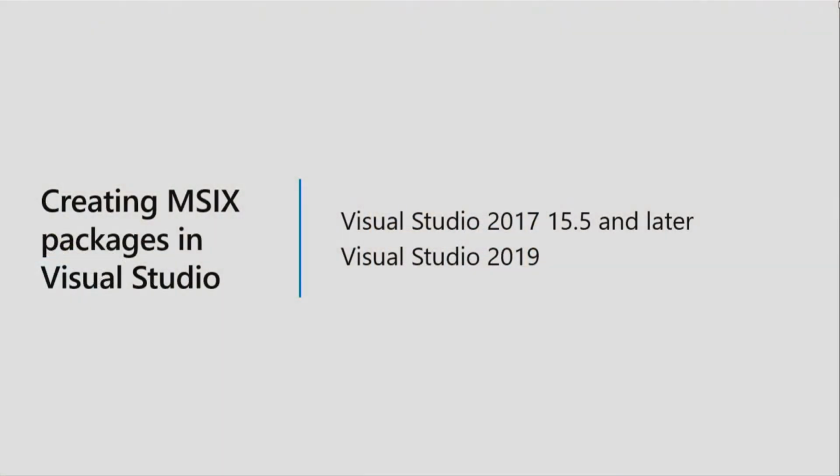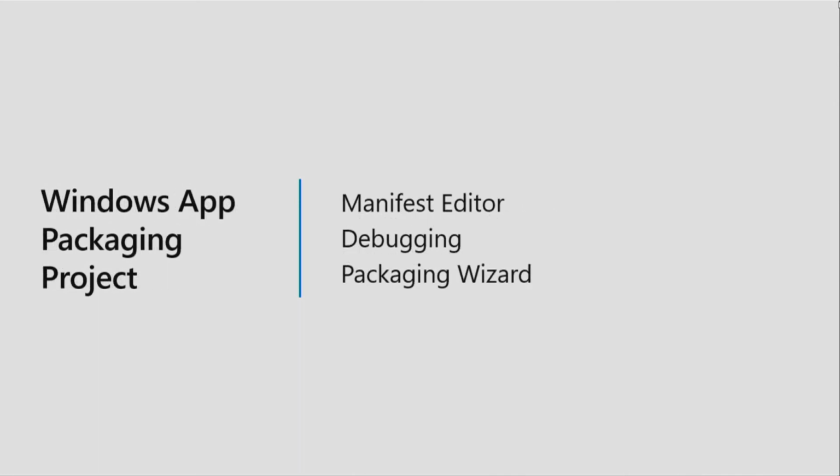So, the biggest question I get is, this is all cool, I have my app, how do I get to MSIX? And the easiest way is just leveraging Visual Studio. In Visual Studio 2017, 15.5 and later, or 2019, we do have built-in functionality. What you do is you add a Windows app packaging project to your solution. That brings in things like a manifest editor, it brings in debugging, but most importantly, it brings in the packaging wizard. That allows you, when you go and build, to create the MSIX package for your source code, and also has the ability to sign that package directly from Visual Studio.